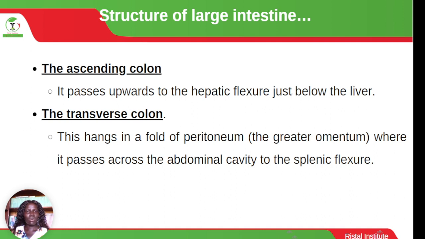The ascending colon passes upwards to the hepatic flexure just below the liver. The transverse colon hangs in a fold of peritoneum, the greater omentum, where it passes across the abdominal cavity to the splenic flexure.